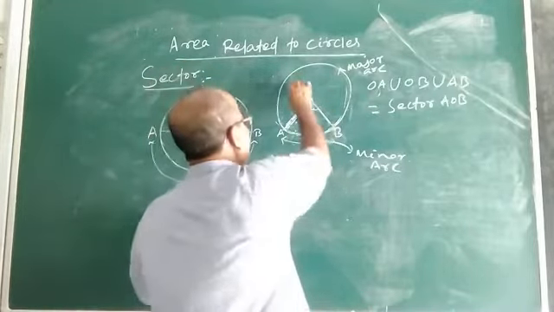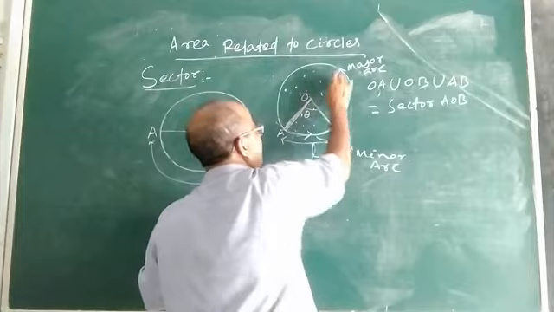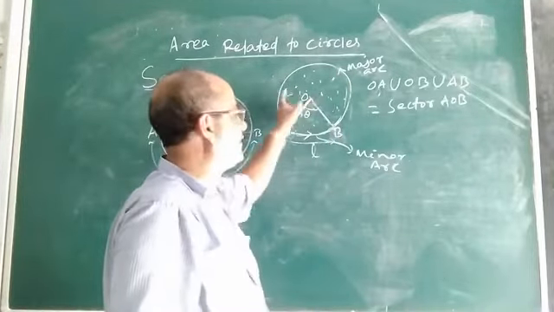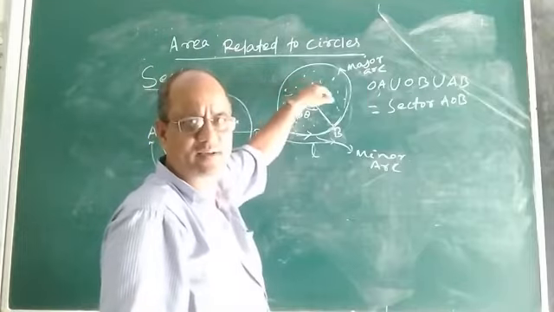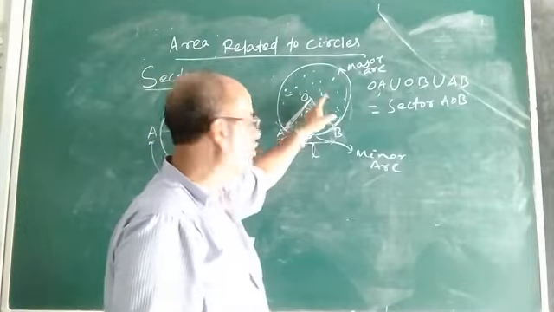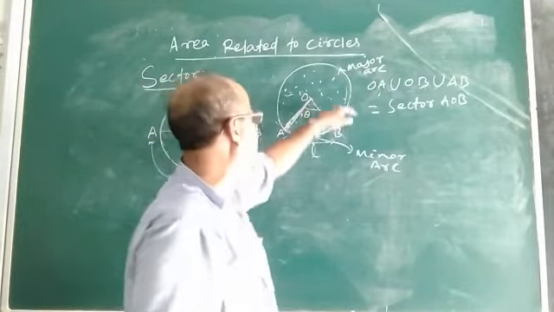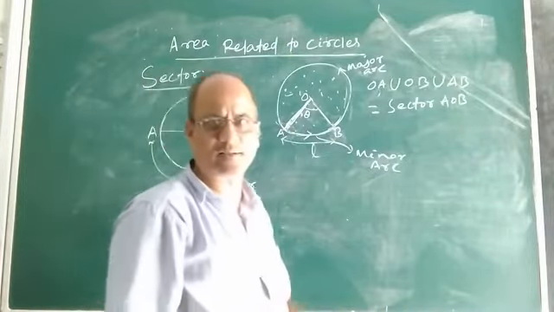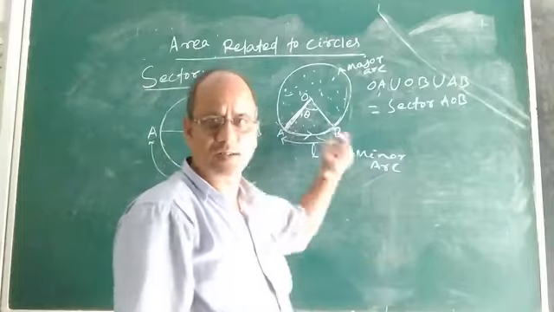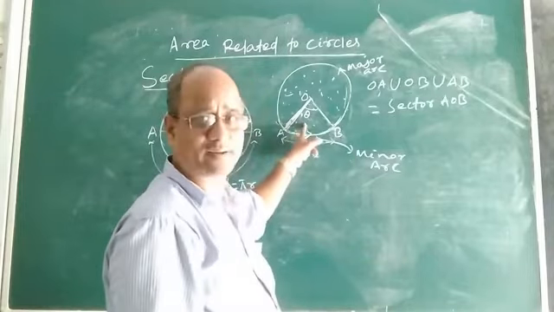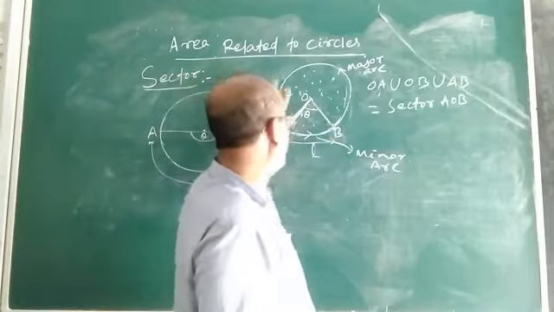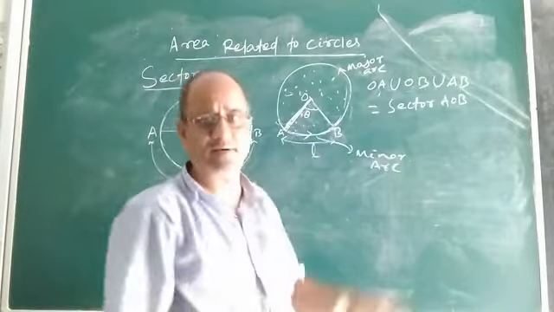So we can say that this plane region, enclosed between these two radii OA and OB and this major arc, can also be a sector. Then how many sectors are there in this figure? There are two sectors. AOB is the minor sector, then BOA, this one, is the major sector.